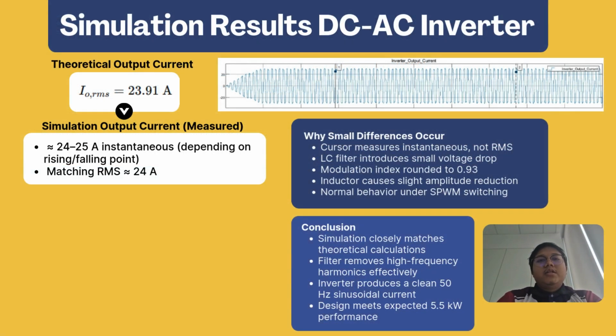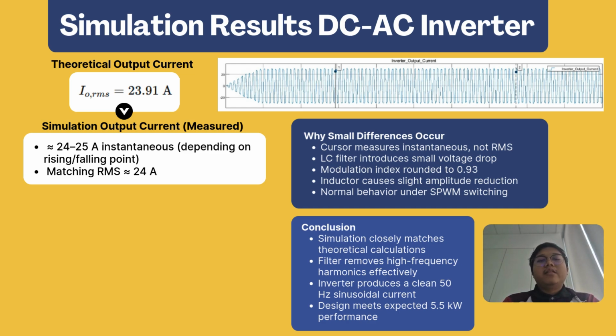For the inverter simulation, our theoretical output current was 23.91 ampere RMS. In Simulink, we measured around 24 to 25 ampere instantaneous, which is normal because the cursor reads the waveform at a single point rather than the RMS value. The LC filter also introduced a small voltage drop, and the modulation index of 0.93 slightly affects the amplitude, causing minor differences between theory and simulation. Overall, the result matched very closely.